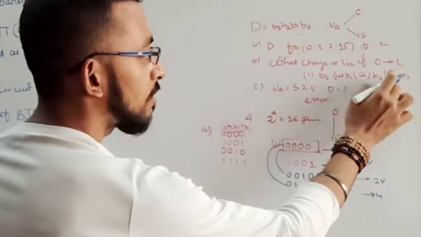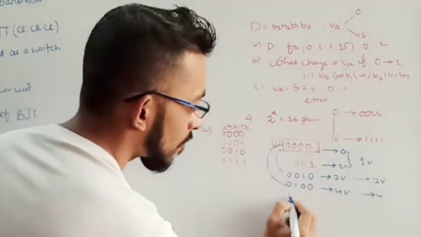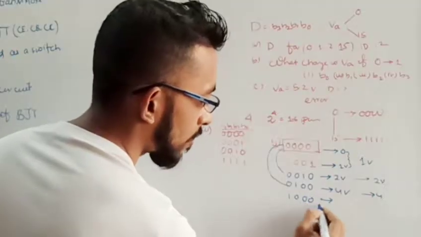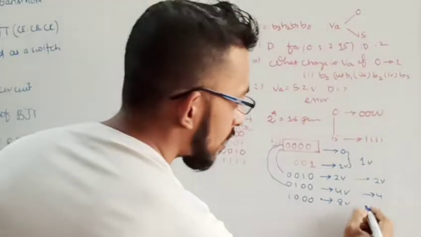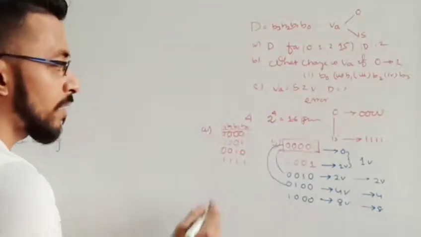And the last one, I will change B3, means this bit. This will become 1 0 0 0. It is nothing but a value of 8. Okay, 8 means there is a change of 8 volt. So you can take any of these.